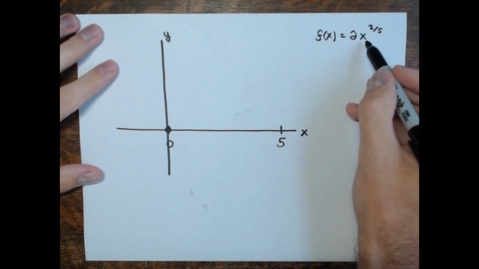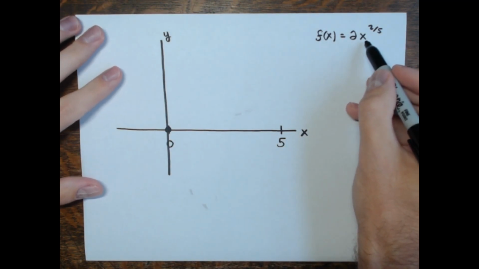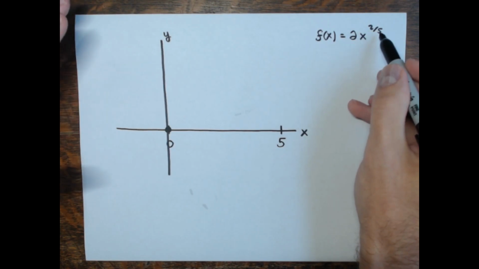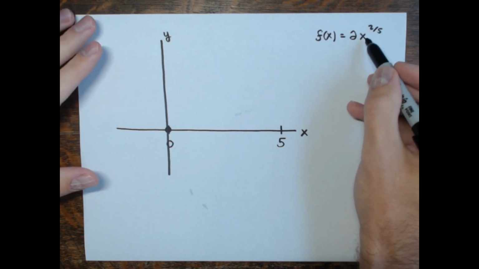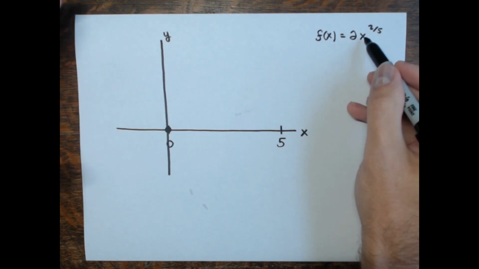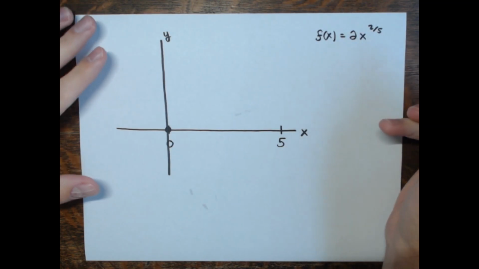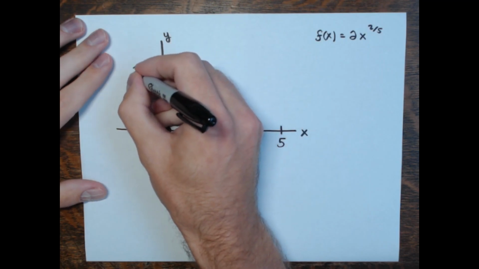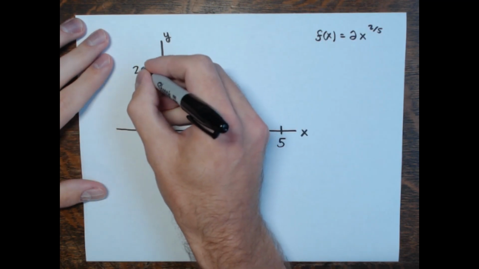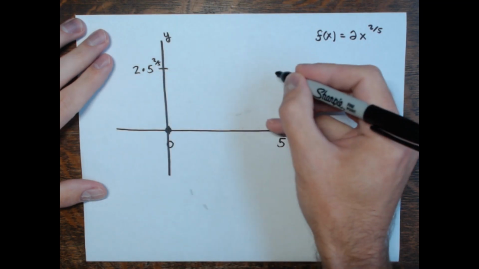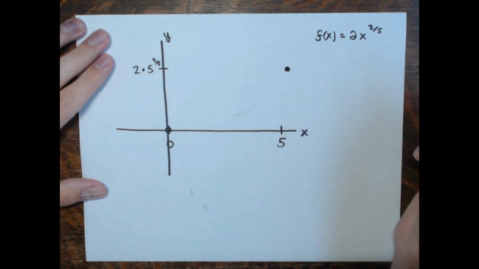If I plug in 5 for this, that'd be 5 to the 2/5 power. I mean, it's the fifth root of 5, squared. It's some positive number. I'll just put it up here. I could go to a calculator if you want, but we have 2 times 5 to the 2/5 power. I just know that's going to be positive somehow.